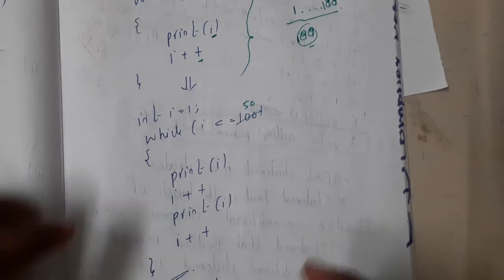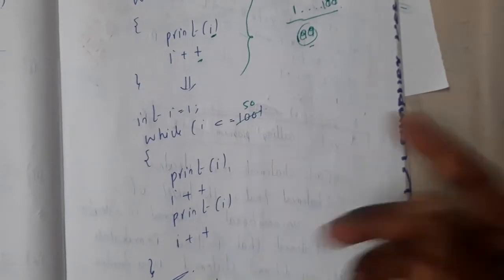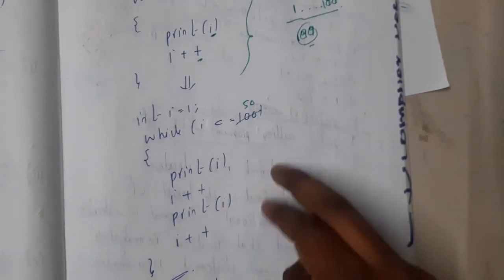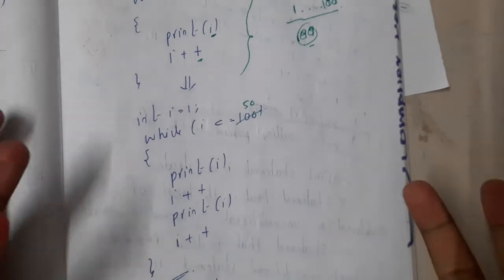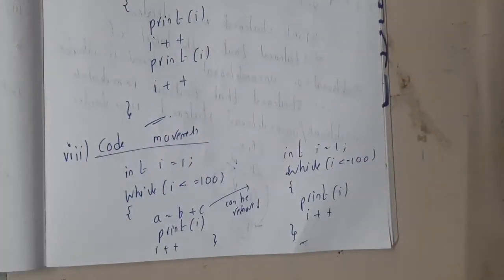Got it? So you are reducing the loop cycle. Previously it looped 100 times. Now it is doing 50 times. Someone might say, I will write 2 more times and I will make it 25. Yes, you are correct. You can do that also, right? Okay. Similarly, code movement.